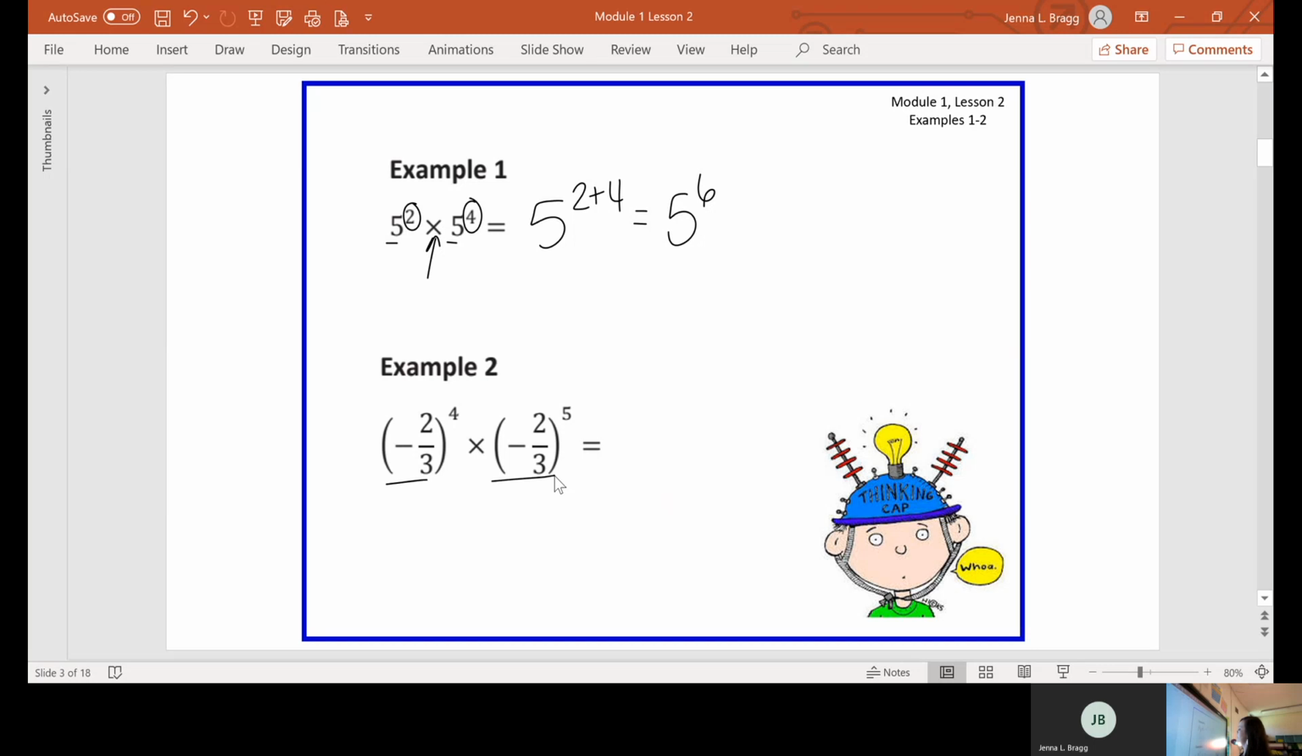Example 2, our bases are both negative 2/3. So I will transfer my negative 2/3 over. Remember that it's a negative number and a fraction, so we need this in parentheses. My exponents are 4 and 5. I'm multiplying. So my final answer is negative 2/3 to the 9th power.